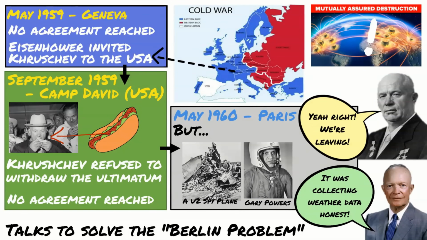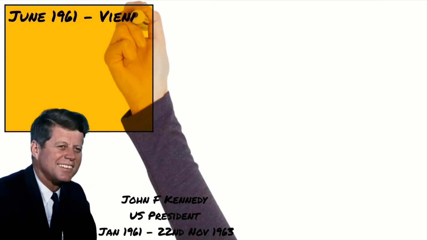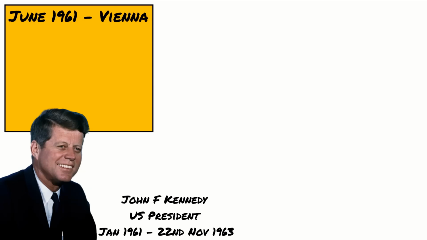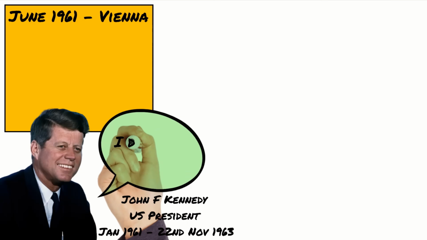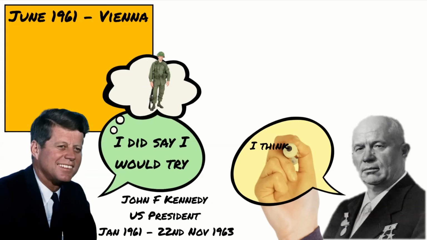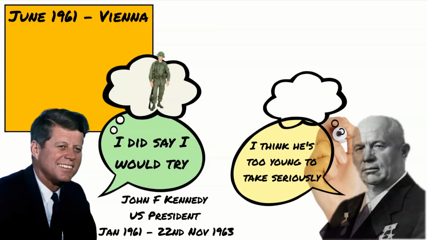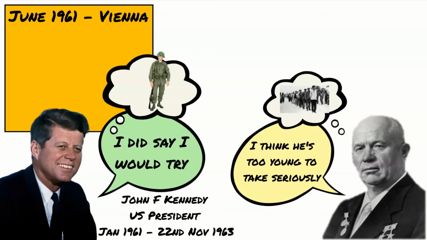One more attempt was made to come to an agreement. The USA had elected a new young president, John F. Kennedy, who was inaugurated in January 1961. Kennedy attended his first set of talks with Khrushchev in Vienna, Austria in June 1961. His attitude going into the talks was to try and continue talks with the USSR, but he was at the same time building up his troops. Khrushchev, on the other hand, thought Kennedy was too young and inexperienced, and Kennedy's embarrassment over the Bay of Pigs, which we're going to cover in a different video, did nothing to dispel his belief.